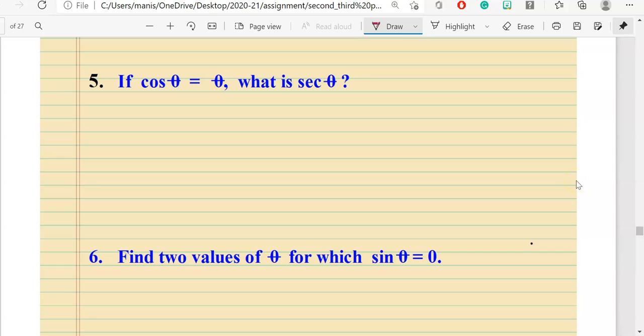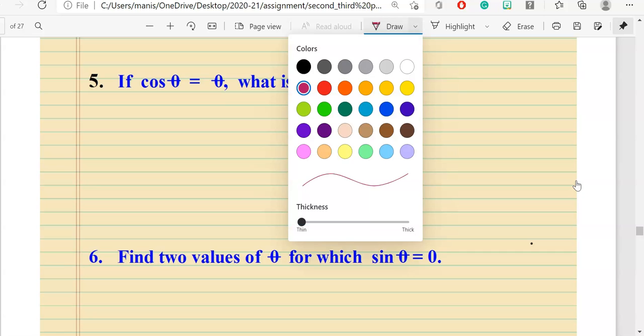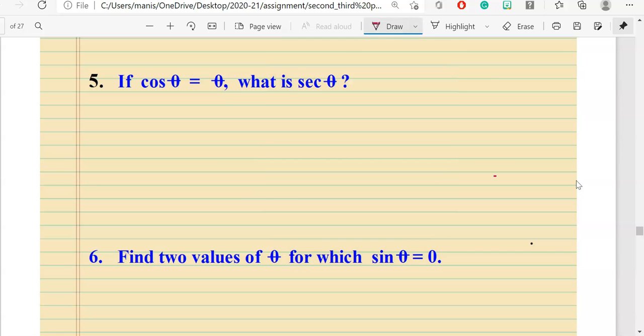Okay, our next question is, if cosine theta is theta, what is secant theta? So I think this, okay, so what is secant theta? Secant theta is, I think this is a wrong question. It should be 0 degrees. If cosine theta is 0, what is secant?